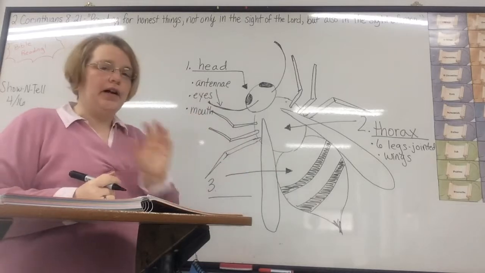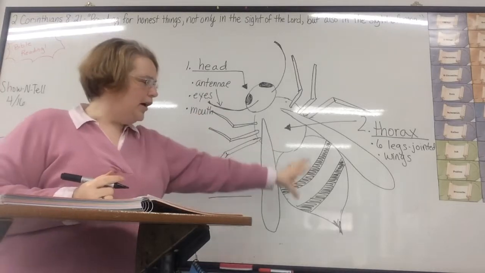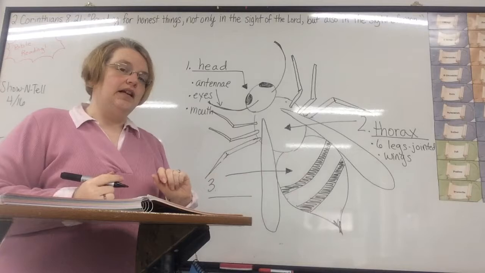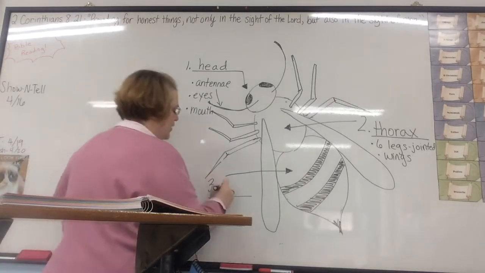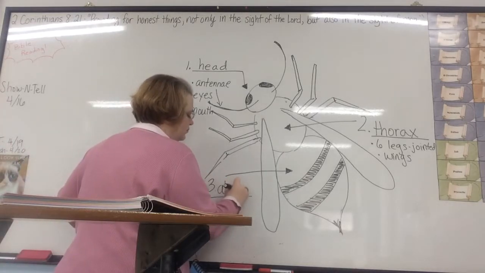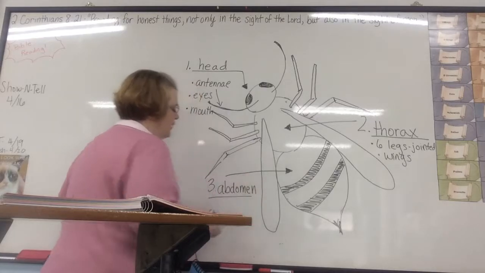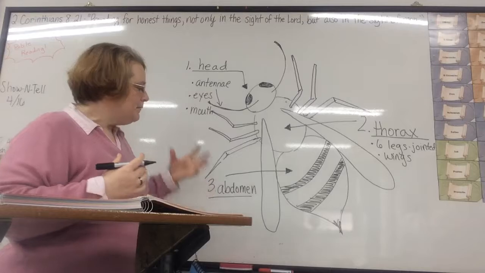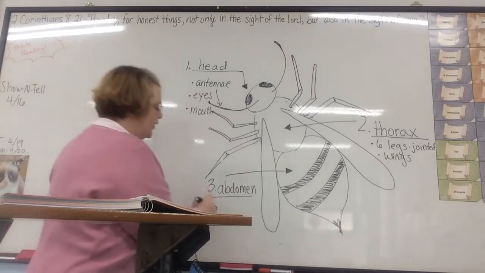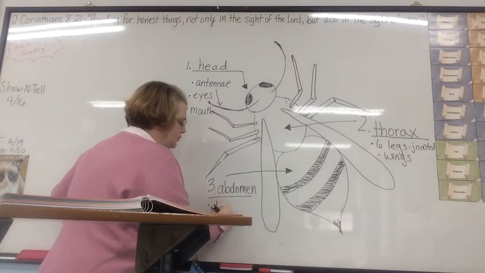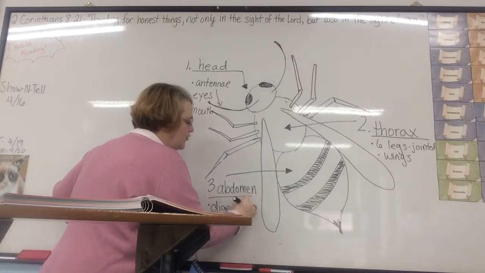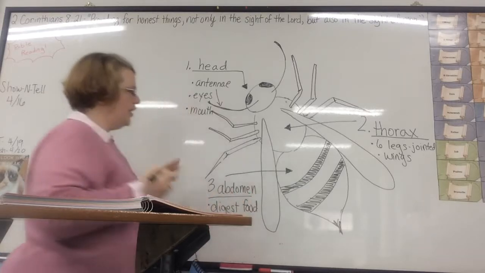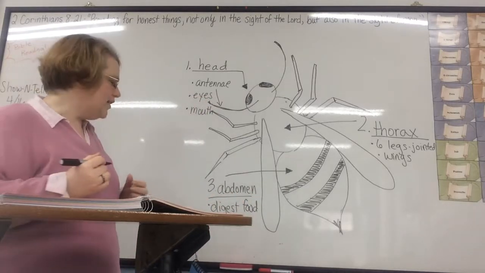All right, so that is the thorax. Then we have the last part. Can you remember what the last part, this largest part is? If you said abdomen, that would be correct. Okay. So the abdomen is the lower section of an insect, and in the abdomen, this is where they digest food. Just like you digest food in your stomach for energy, this is where an insect would digest their food.